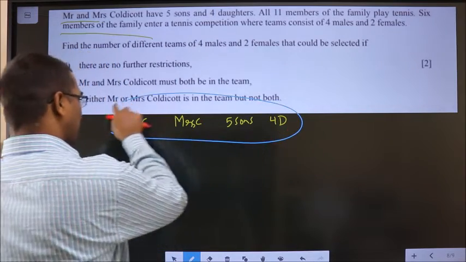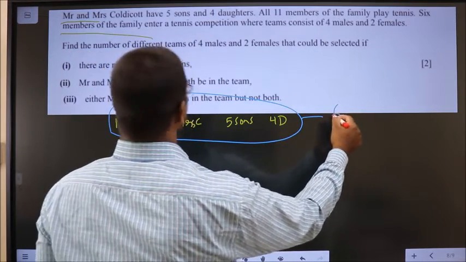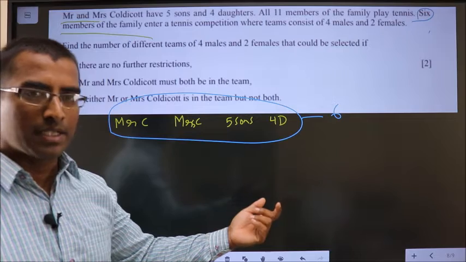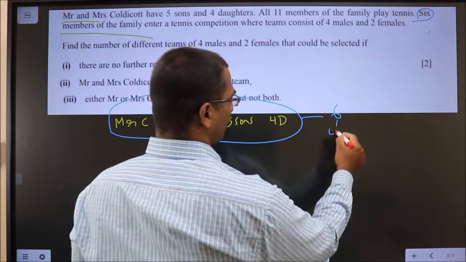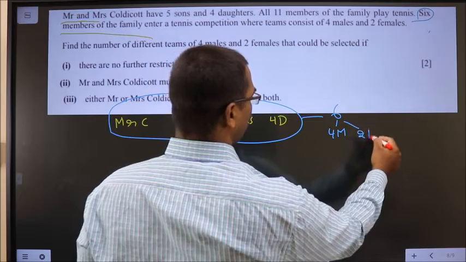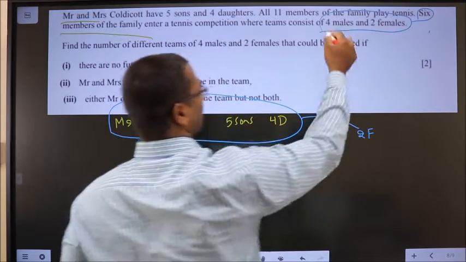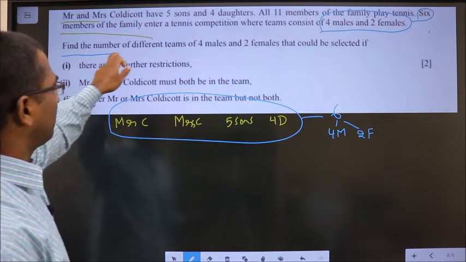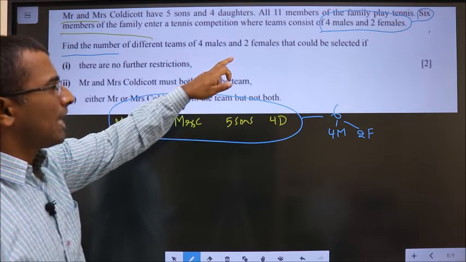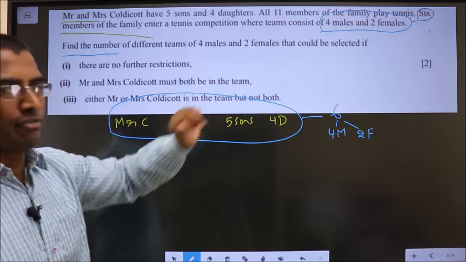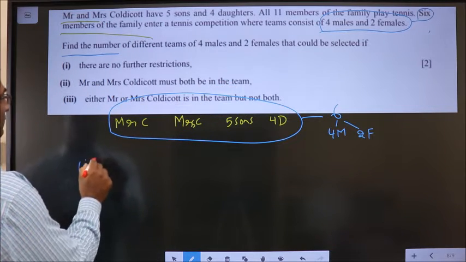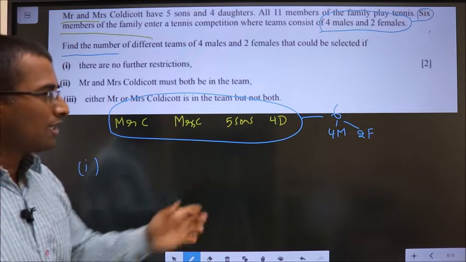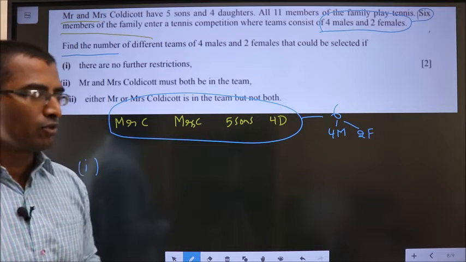From this entire family, 6 members enter a competition. These 6 members consist of 4 males and 2 females given here. Clear so far? Let's continue. Find the number of different teams of 4 males and 2 females that could be selected if, first bit, there are no further restrictions. Without any restriction, how many ways can you select 4 males and 2 females?